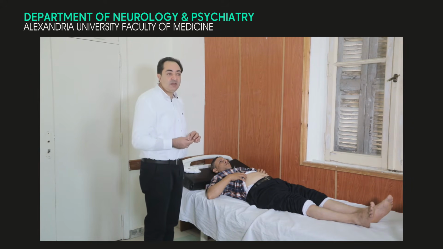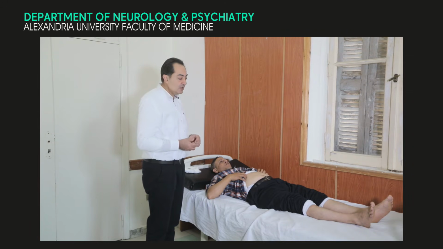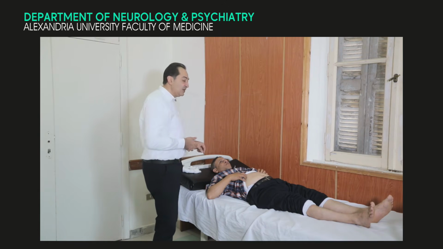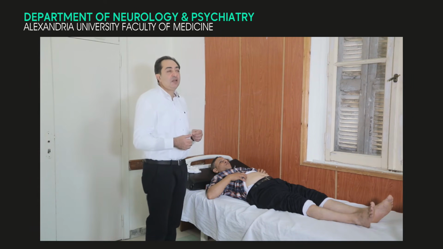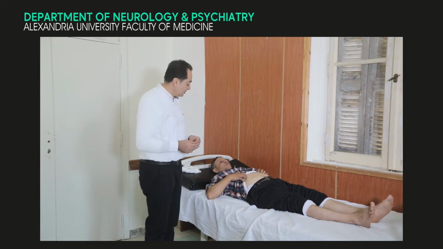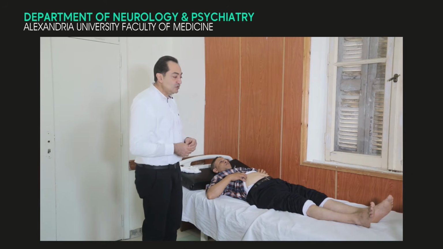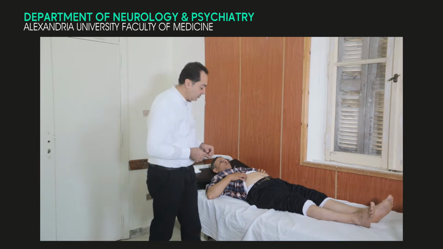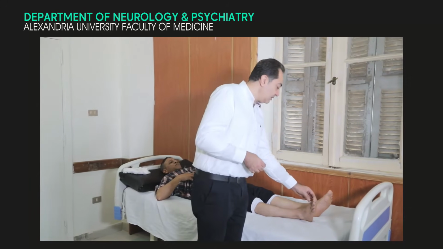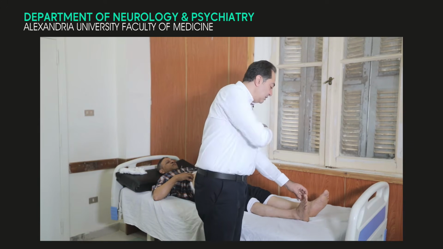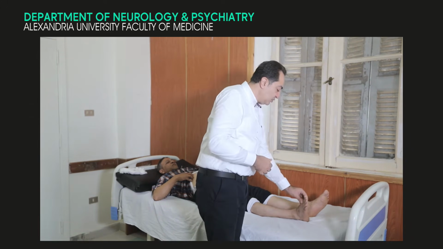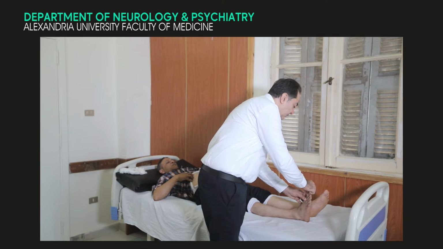Lastly, we will examine the deep sensation. We examine the superficial sensation, then the deep sensation. To examine the deep sensation, we will examine joint movement, joint position, and vibration sense in the upper limb and lower limb. So we'll start with joint movement sense in the lower limb. We will fix the proximal joint and we will move the interphalangeal joint.